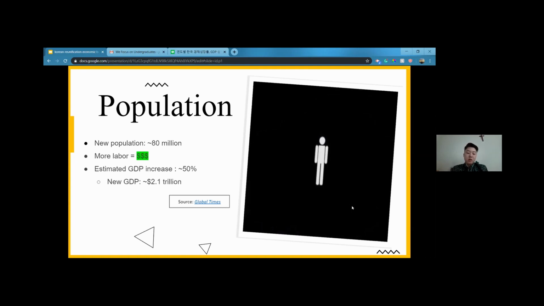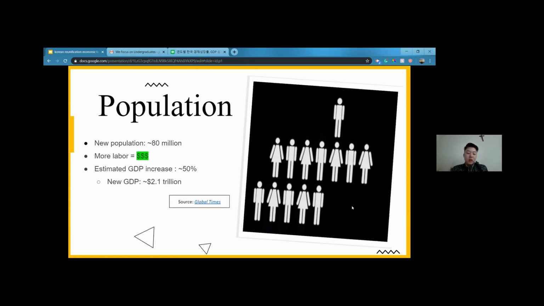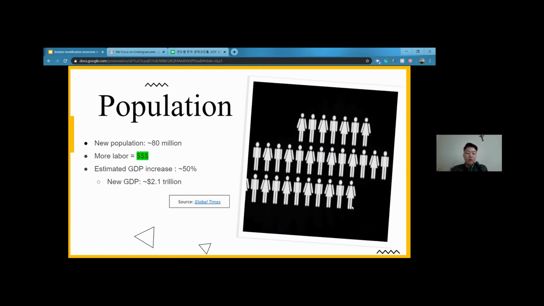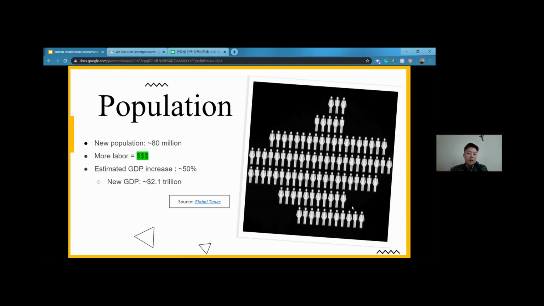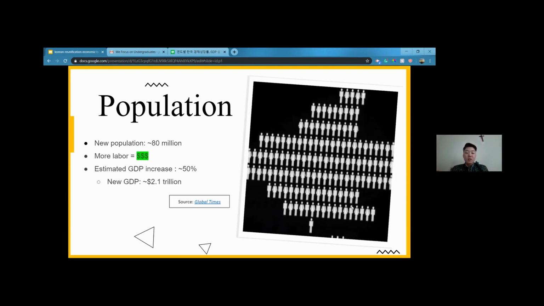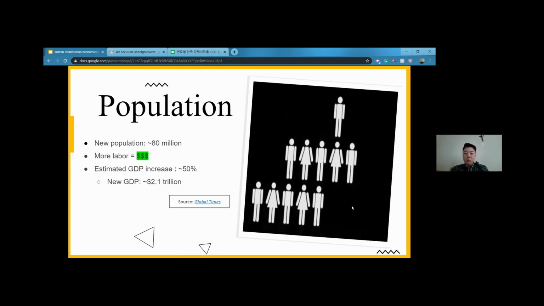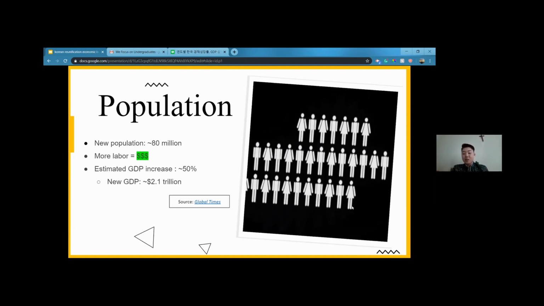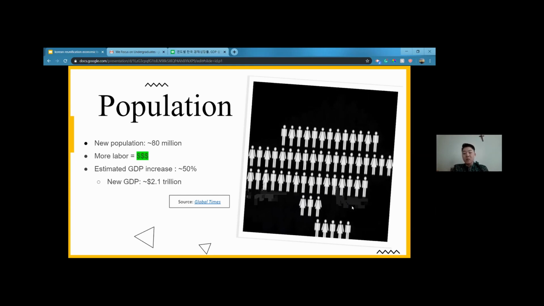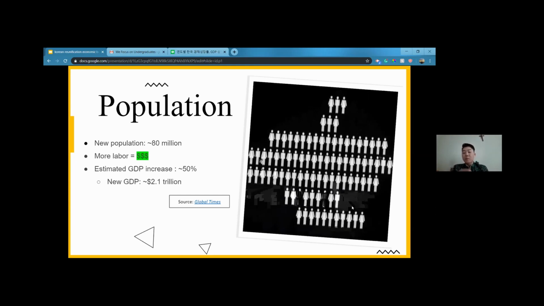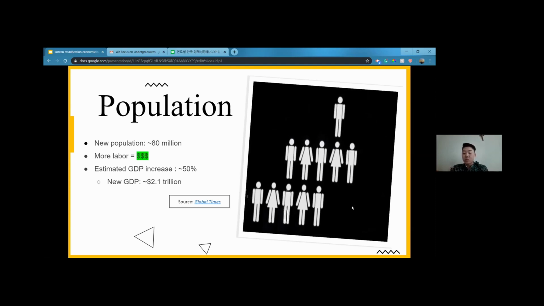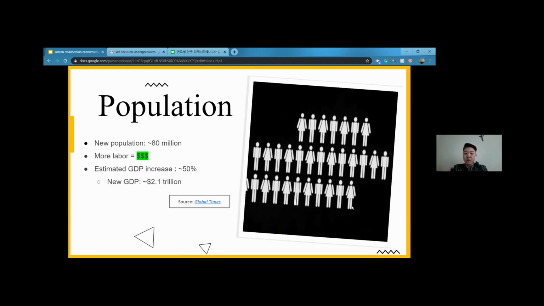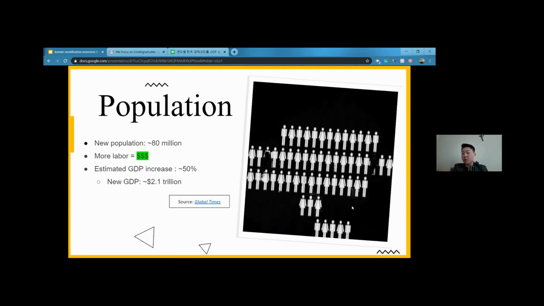And with this, according to the Global Times, there are estimates showing that the new GDP will increase by a whopping 50% in the decades following reunification. And the new GDP would reach about 2.1 trillion US dollars. To put that into perspective, that GDP is higher than both Brazil and Canada, countries that are huge. And we're a really tiny, small peninsula, but we can produce way more GDP than that.